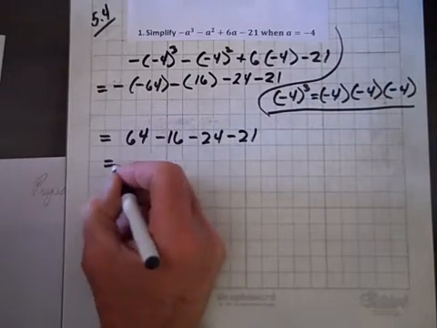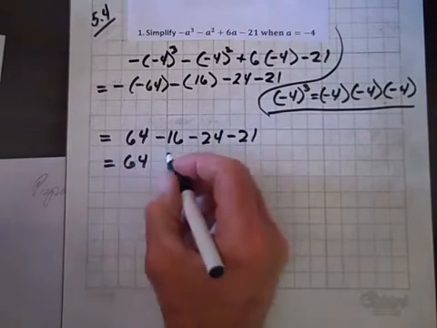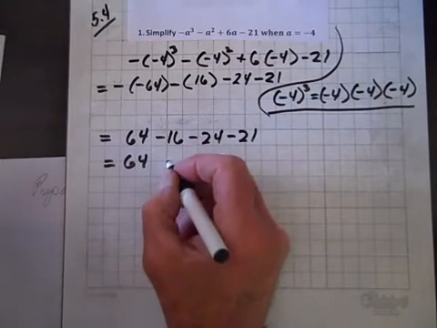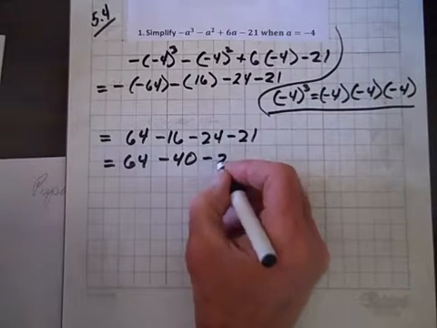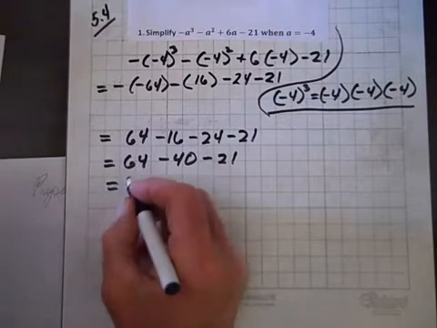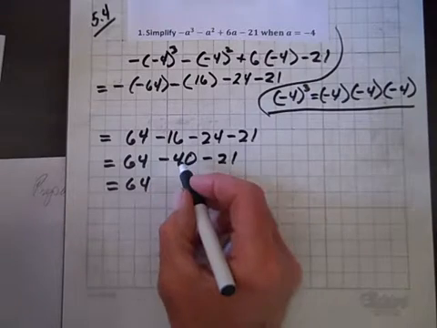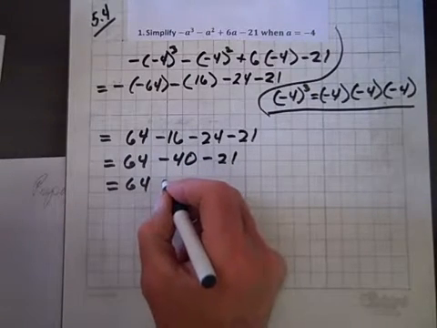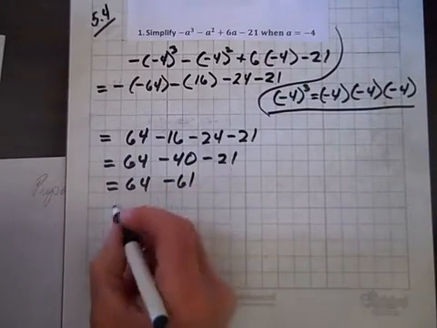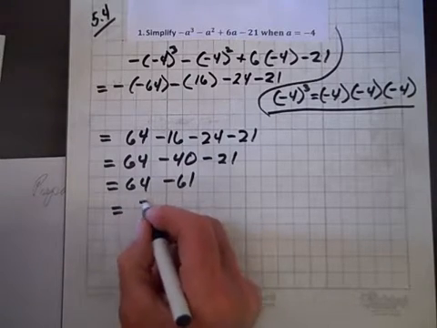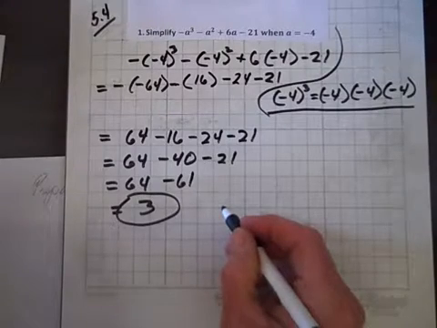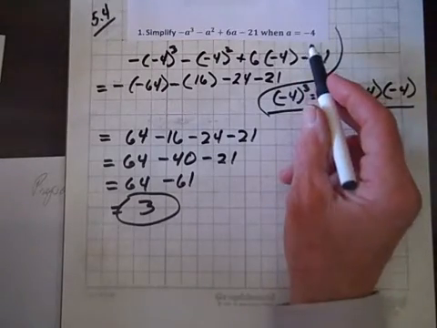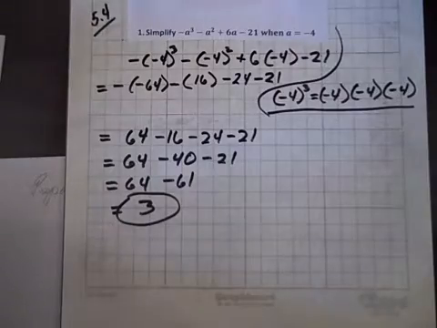So let's keep going. Equals 64. And -16 minus 24 is -40. Minus 21. Let's keep going. 64 and -40 minus 21 is -61. And that difference is 3. And there is our simplified answer when a is -4. Now we have one more of these to do.